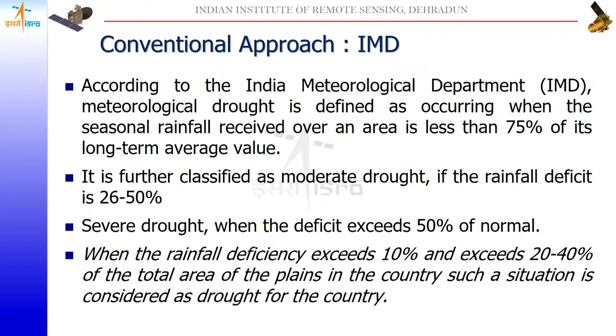But how do we define the drought condition for pan India, for the entire country scale? It is also defined in the same slide and in the drought manual published by the Ministry of Earth Sciences with the concern of IMD, the India Meteorological Department. As they mentioned, when the rainfall deficiency exceeds 10% and at the same time 20 to 40% of the total area of the plains in the country is affected, then the country scale is defined as drought for pan India level.